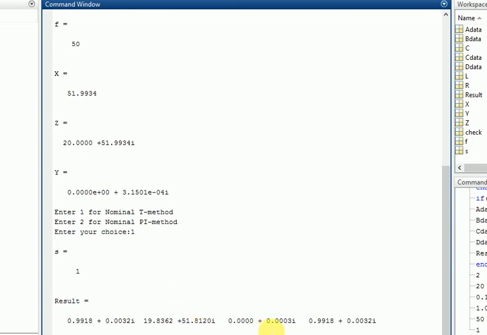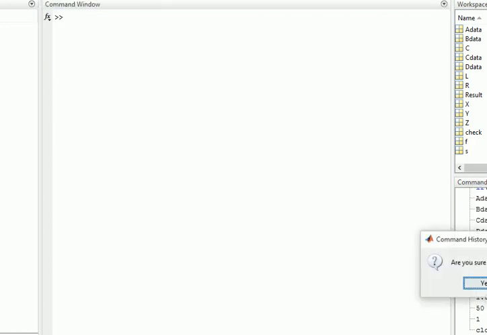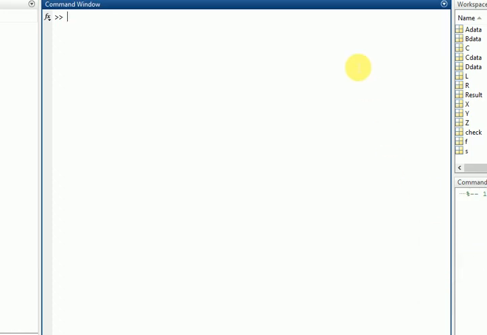This is the C parameter, 0.0000 plus 0.003i. And the D parameter is 0.9918 plus 0.0032i. So this is for the second method, that is the medium transmission system. Now let us find out the solution for the third method, that is the long transmission system. Again I am pasting the program over here, and then after we will find out the long transmission system.